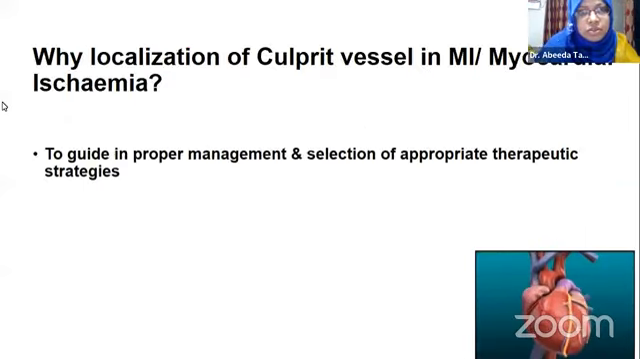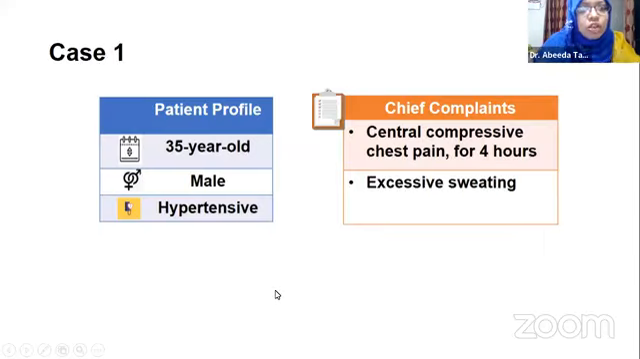Today, we need to know why localization of the culprit vessel in myocardial infarction or myocardial ischemia is very, very important, because it helps us decide proper management and select appropriate therapeutic strategies in myocardial infarction patients. So let us first start with our first case.